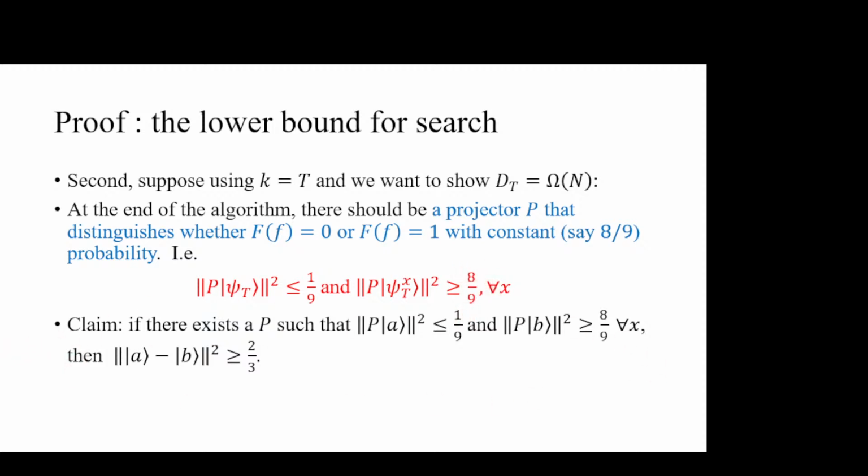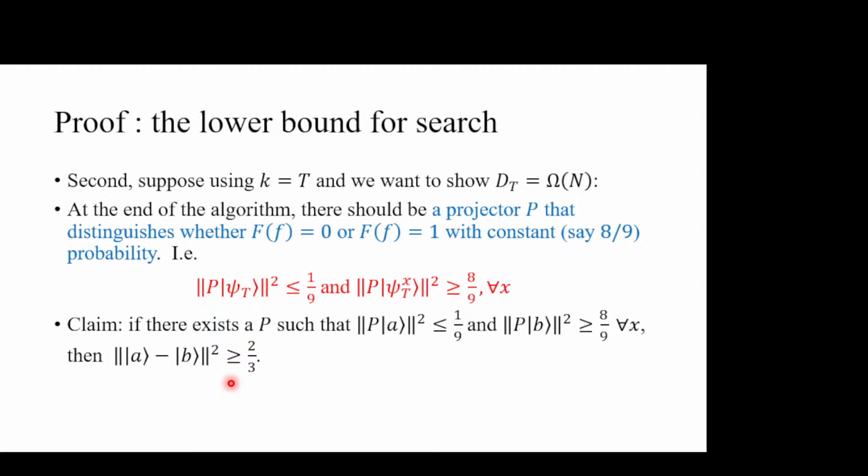Okay, and then there's a theorem we are going to show next time, saying that if your ψ_T and ψ_xT satisfy the property that there is a projector distinction in this way, then those two vectors themselves must be pretty far away. Here we make it in a pretty abstract way. We say if there is a projector such that the projector on the first vector A, where A is just this ψ_T, has squared norm less than 1 over 9, and the projector on the second vector B is greater than A over 9, then A and B must be pretty far away. So ‖A − B‖² must be greater or equal to 2/3.